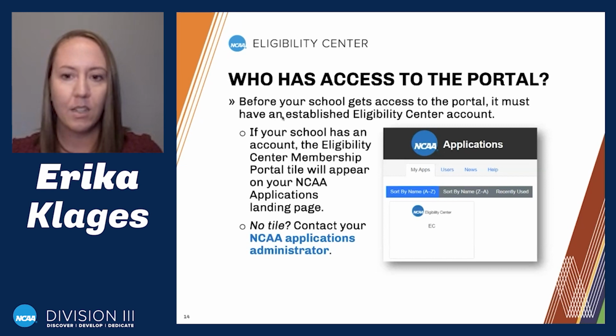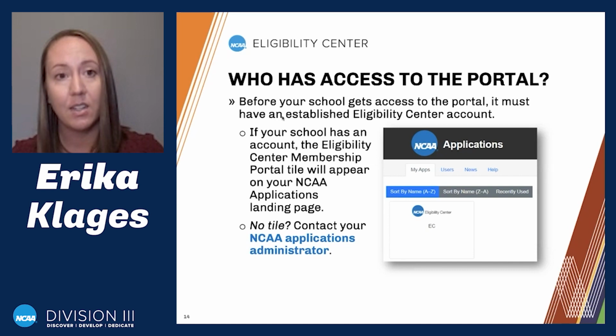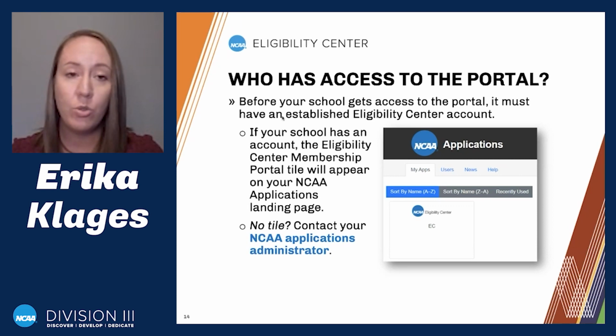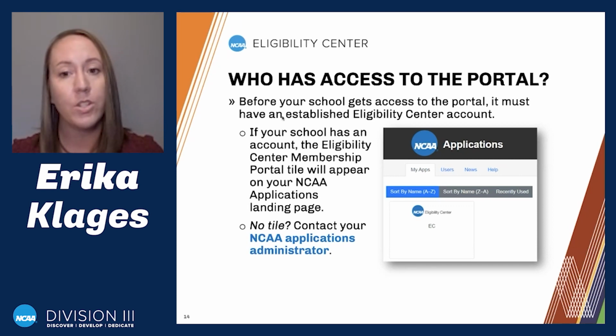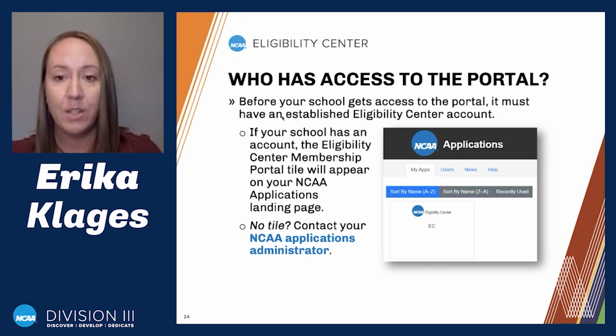Before you get access to the portal, you have to have an established Eligibility Center account. If you have an established EC account and you have access to the EC app, it's going to appear as a tile in My Apps. If you do not have a tile, you would want to contact your NCAA applications administrator to see about getting access to that.